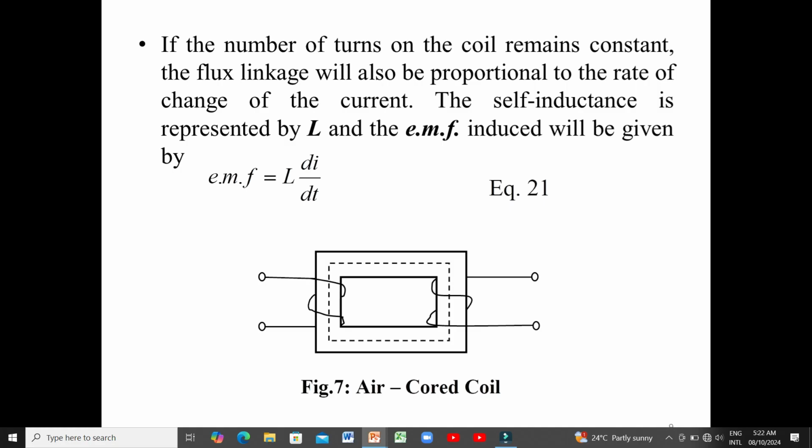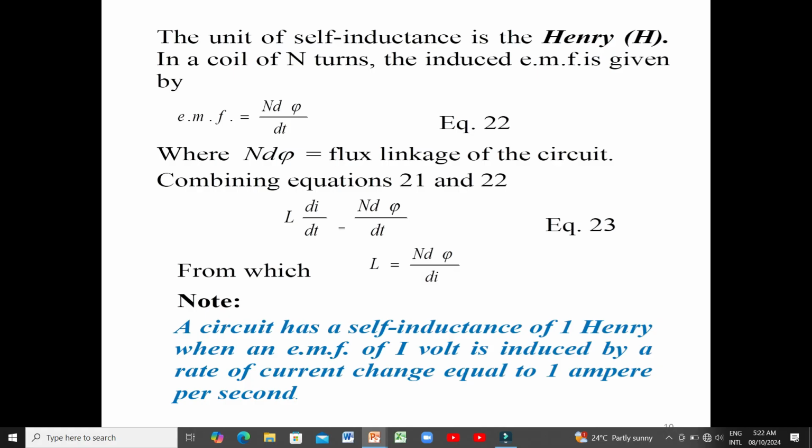L di/dt, equation 21. The unit of self-inductance is the Henry. In a coil of N turns, the induced EMF is given by N dφ/dt, where N dφ is the flux linkage of the circuit. If we combine equations 21 and 22, we will have that L di/dt is equal to N dφ/dt, from which L will be equal to N dφ/di.